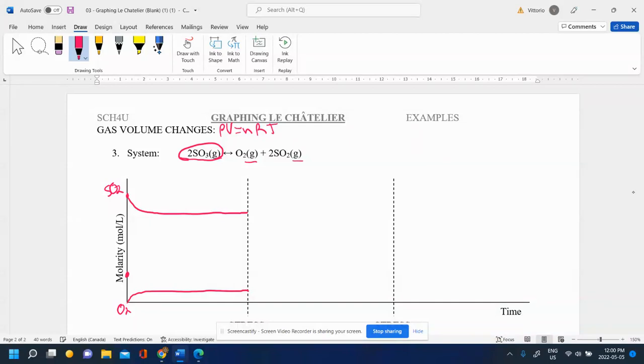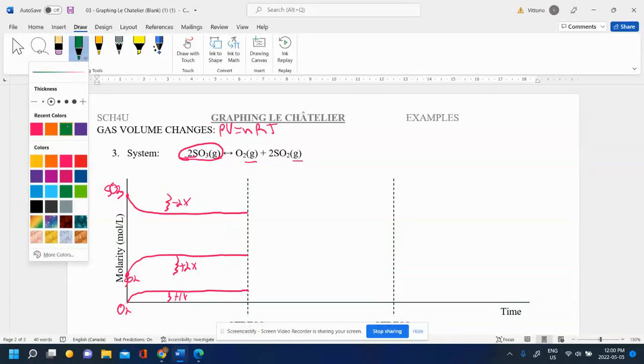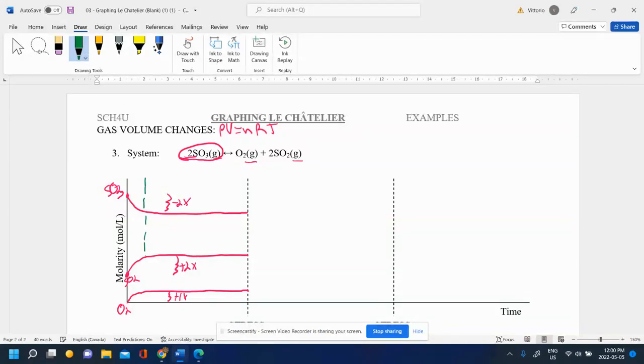So here's my SO2, like that. And what you'll notice is that losing SO3 happens by minus 2x because there's a coefficient of 2. The oxygen plus 1x because there's a coefficient of 1, and the SO2 formation plus 2x because there's a coefficient of 2. And so we've reached equilibrium at the point where the concentrations have stopped changing. Let's just say around there. That's our equilibrium.